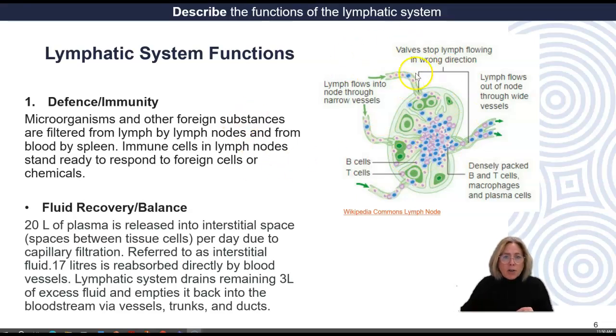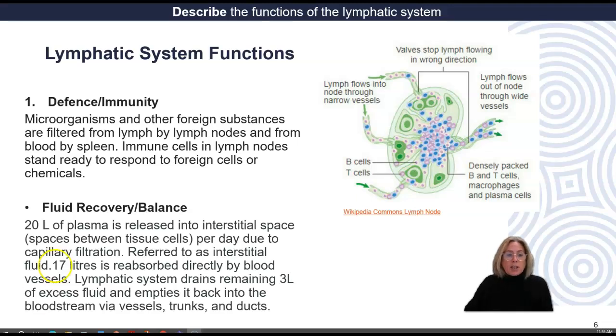Here you can see a diagram of a lymph node, and lymph flows into that lymph node, which is then stacked with all of these immune cells such as B lymphocytes, T lymphocytes, macrophages, and those plasma cells that are derived from B cells, and they're churning out antibodies. So all of these immune cells in the lymph nodes are always standing ready to recognize and respond to foreign antigens or cells or chemicals.